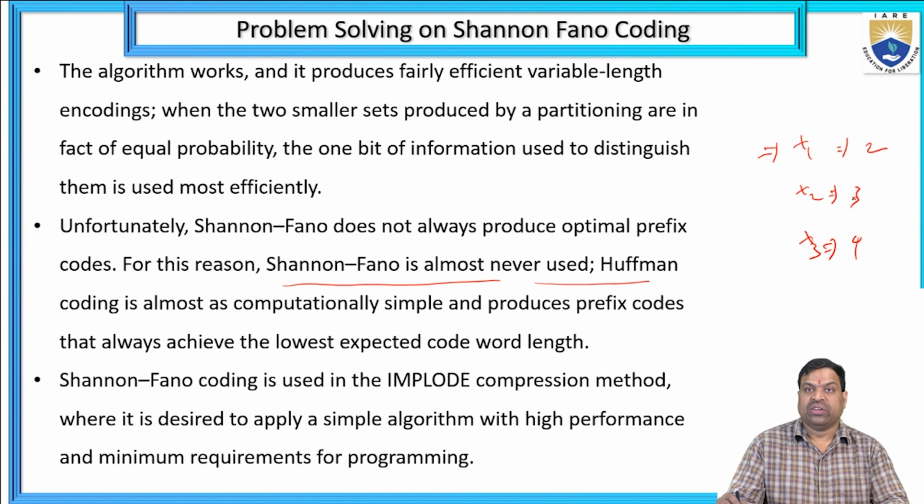The two smaller sets produced by the partitioning are in fact of equal probability. The one bit of information used to distinguish them is used most efficiently. Unfortunately, Shannon-Fano does not always produce optimal prefix codes, for this reason.